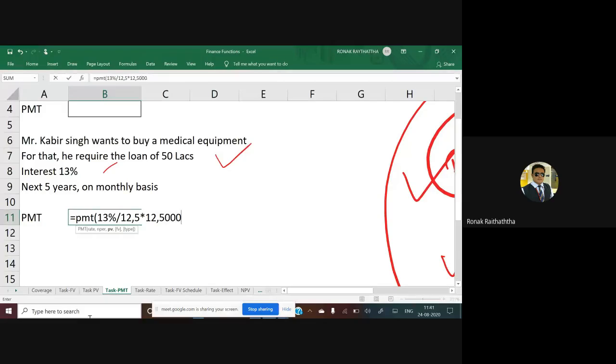1, 2, 3, 4, 5, 6, comma. And in future value, you do not have any information. Here you are taking 0. So where you will be hearing the information of the PV or of FV.